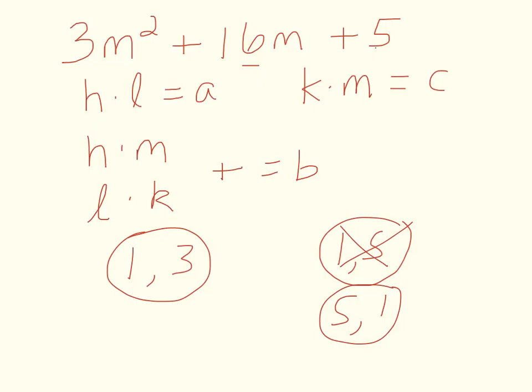Now let's try our outer and inner pair. Okay, so our outer pair now is 1 with 1, that's 1. 3 with 5, 3 times 5 is 15, and 1 and 15 makes 16.